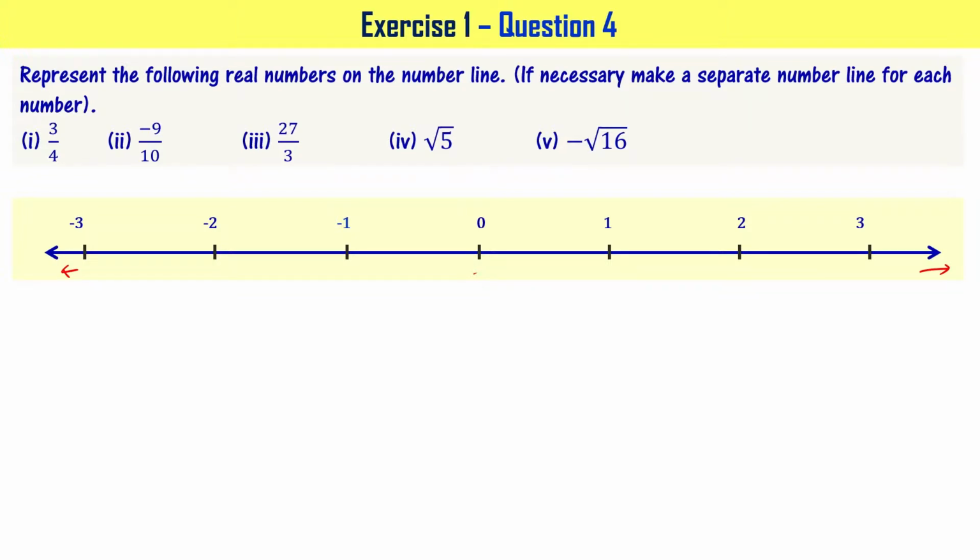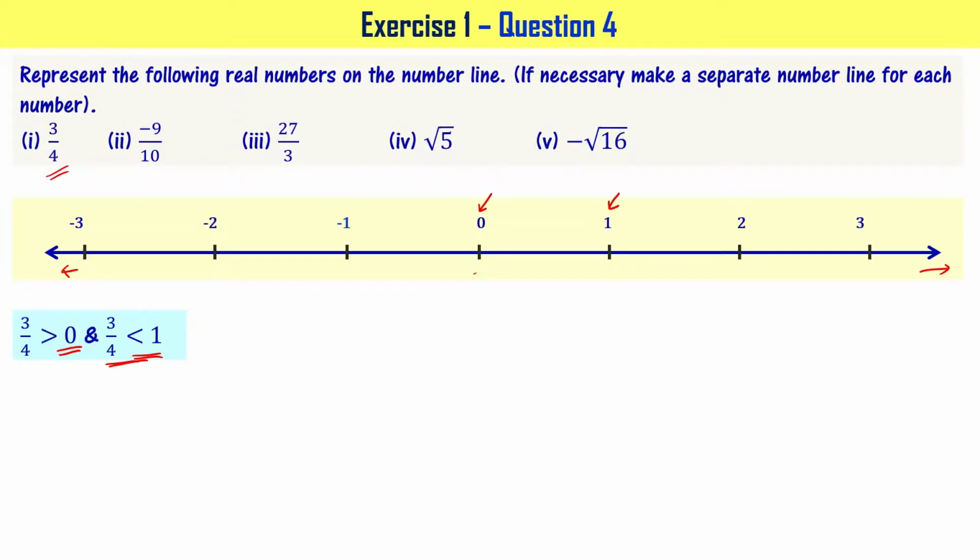Look at 3 by 4. We know that 3 by 4 is greater than 0, right? It is a positive number and it is greater than 0. At the same time, we know that 3 by 4 is equal to 0.75. It means it is smaller than 1. What this says is 3 by 4, when you represent on the number line, it is going to be in between 0 and 1, right? Because it is greater than 0, it is going to be on the right side of 0. At the same time, since it is less than 1, it is going to be on the left side of 1, right? So it is going to be in between 0 and 1.